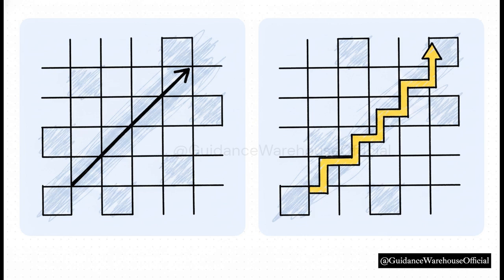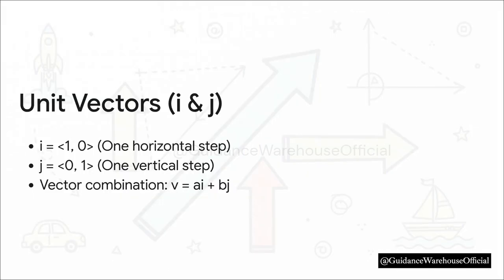Those horizontal and vertical walking paths, those are the components of your diagonal vector. In math, we describe these city blocks using unit vectors. We call one horizontal step to the right i, and one vertical step straight up j. These are vectors with a perfectly tidy length of exactly 1.